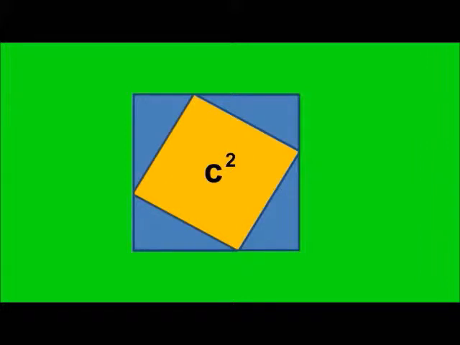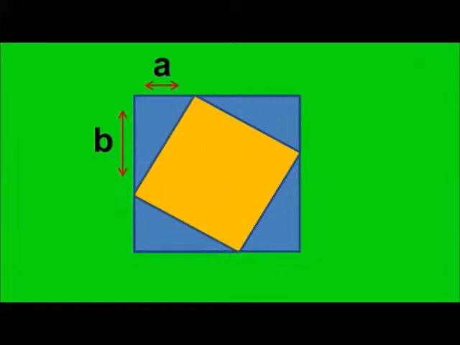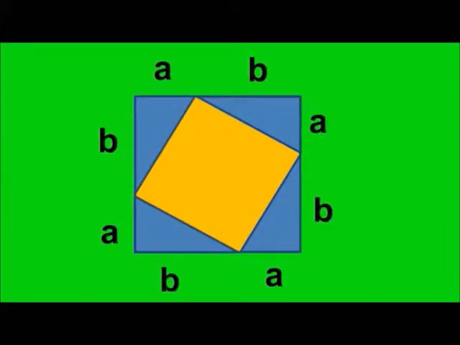Let's take a look at the 4 triangles. Remember, they are all the same size. If we mark all their legs A and B, it will get a little confusing.